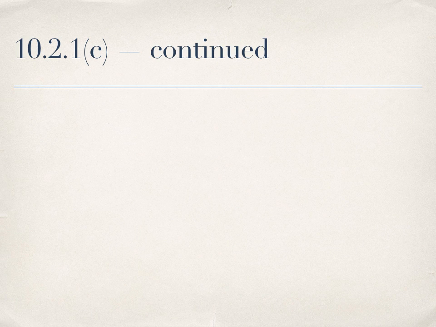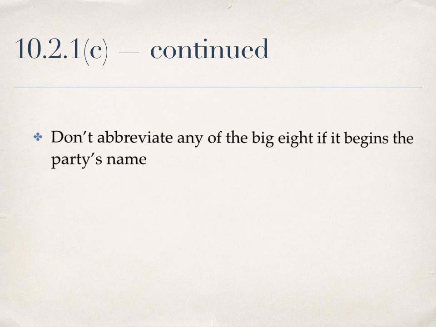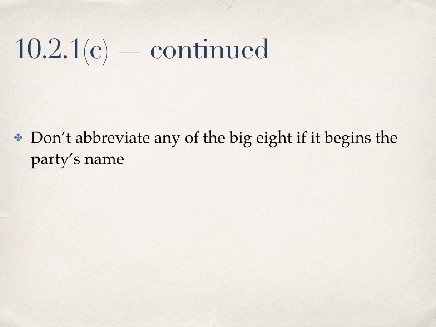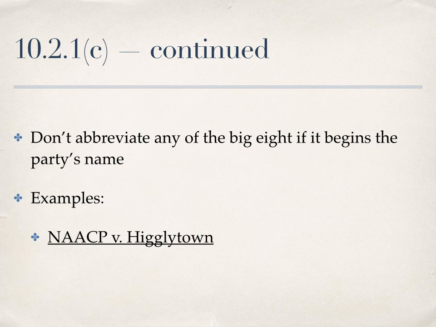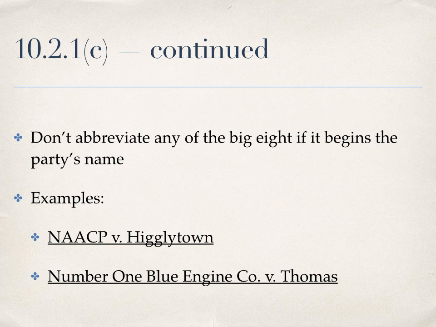There is an exception to the Big Eight, and that is, you shouldn't abbreviate any of the Big Eight if they begin a party's name. You may still abbreviate widely known acronyms, though. So in that first example you see here, we will keep the acronym for the NAACP. In the second example here, the first party's name begins with one of the Big Eight, number. Because this is a cite in a textual sentence, we will not abbreviate number to "No."